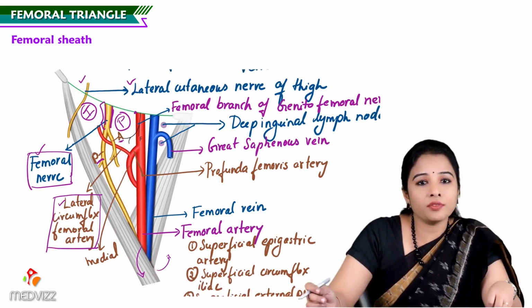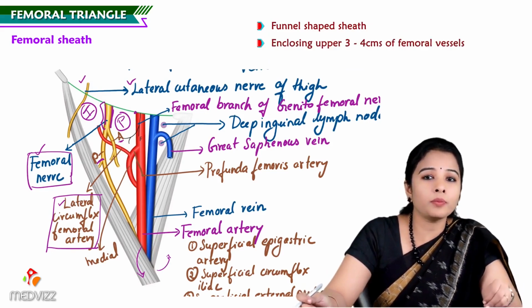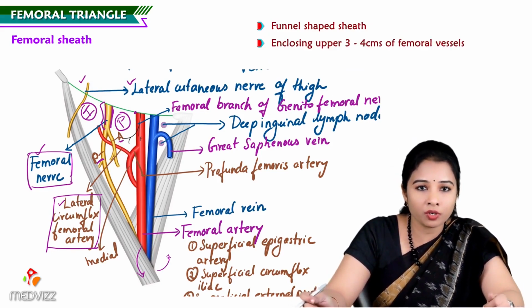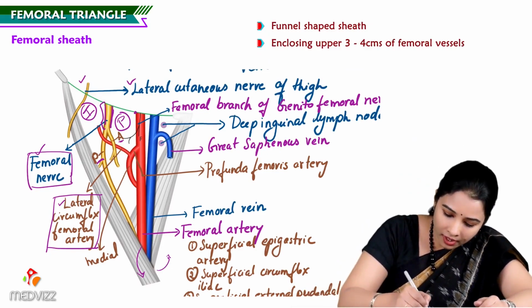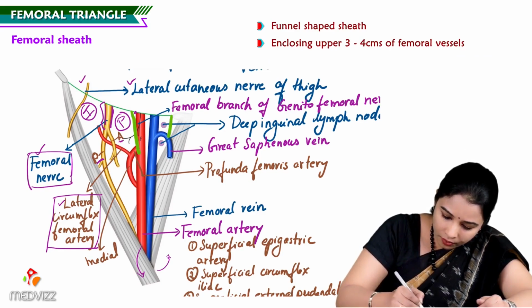Femoral sheath is a funnel shaped sheath enclosing the upper 3 to 4 centimeters of femoral vessels. So it is funnel like here, enclosing the upper 3 to 4 centimeters.